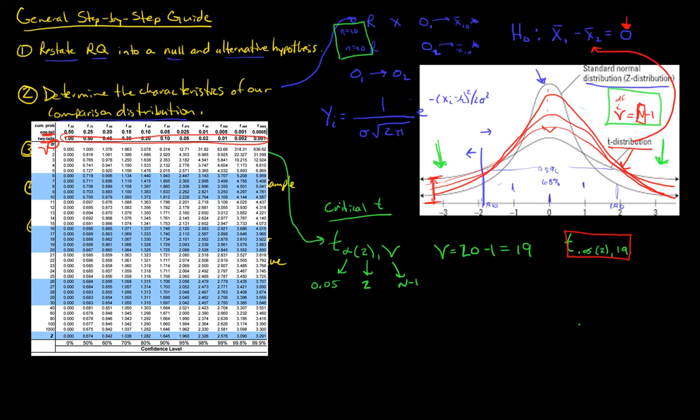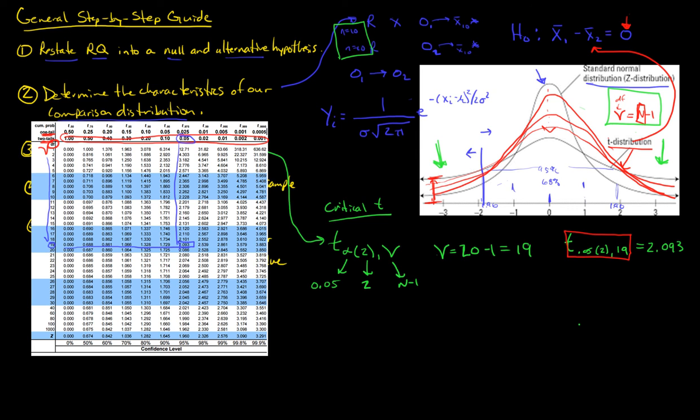And we want 0.05. Well, where's the 0.05? 0.05 is right here. And then we want degrees of freedom 19. So we come down our degrees of freedom till we get to 19. And what we want essentially is the intersection here and the intersection here, which gives us this value right here. So critical t for us is going to equal 2.093.